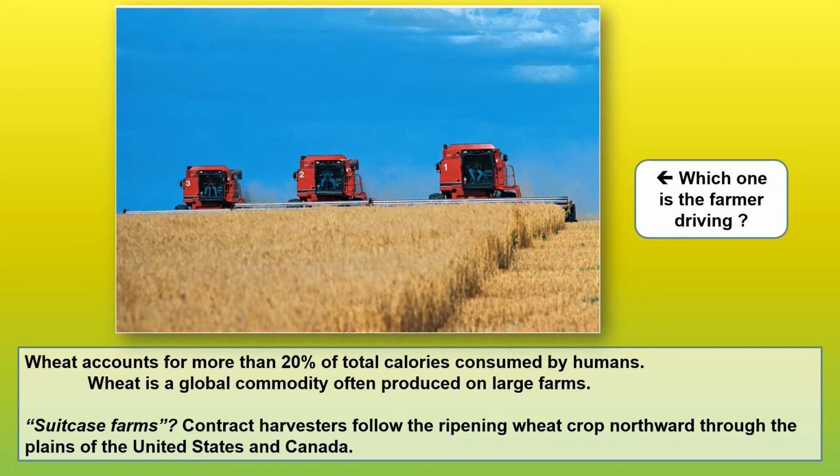Well, think about that, and the answer would probably well be none of them, because this is probably an example of a suitcase farm. It's probably part of an agribusiness. The farmer himself may not even live on the land. Those are hired workers that travel with the wheat harvesting seasons. All right, so wheat is a major agricultural commodity, and we'll talk about that.